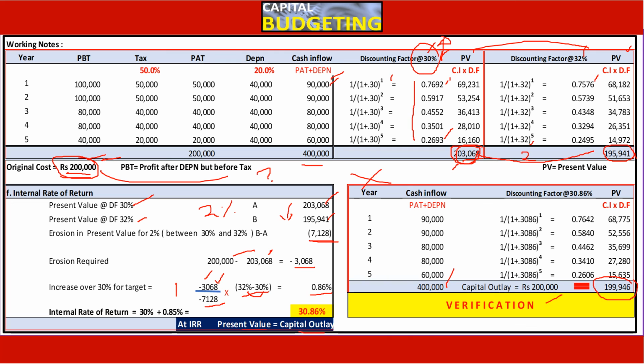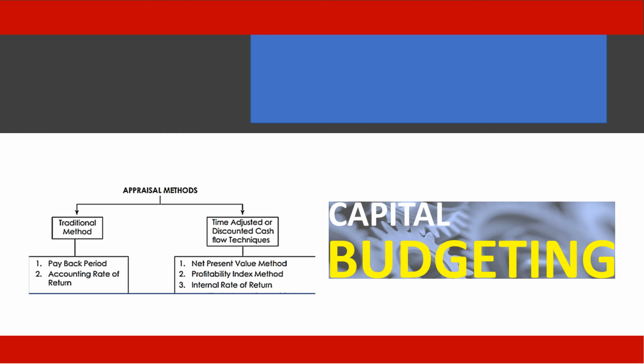IRR means where the investment is equal to the amount of money received. That way this project gives a return of 30.86%, which is fantastic. Now this is the third system of generating.